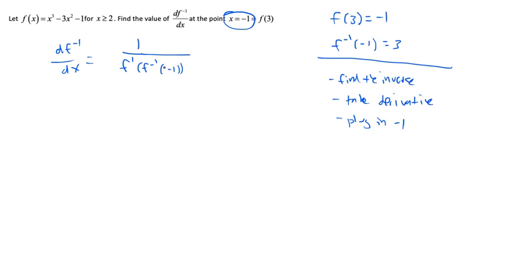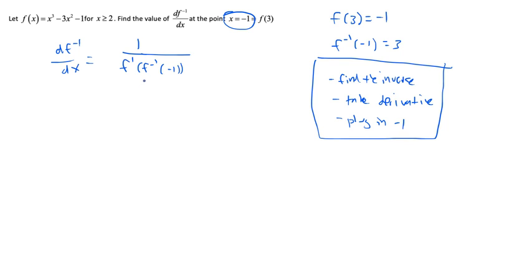So what does that mean? Do we need to find the inverse function? No, we do not. We just need to find the derivative of f, plug in 3, and then invert it, put 1 over that. So instead of finding the inverse function, taking the derivative, and plugging in negative 1, we're just going to do this. Of course, there's a proof for this. It's not just something random I'm telling you.